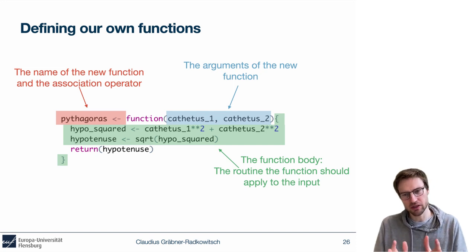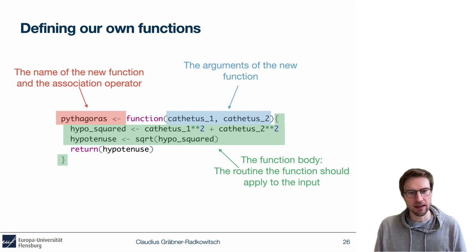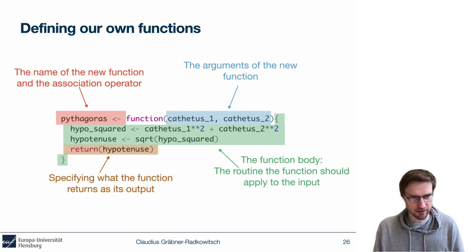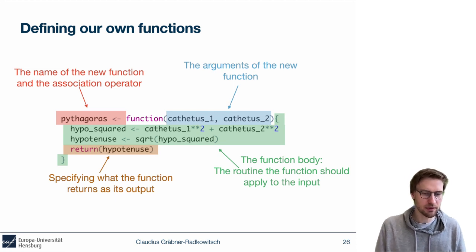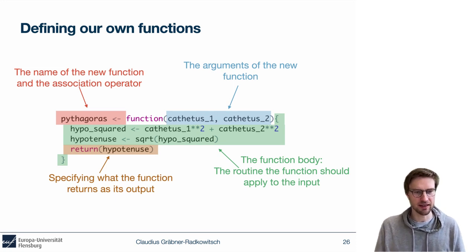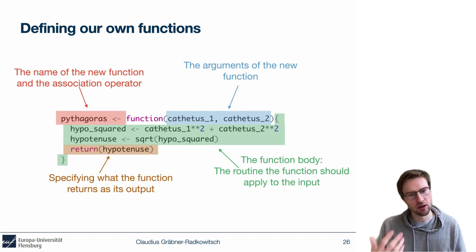And within the function body, we can refer to the arguments provided to the function call, here in blue, with the respective names. And then, this is not strictly necessary, but I recommend you to do it, especially in the beginning. Be explicit about what the function should return as its output by using the keyword return and then write the return value within brackets. It's not strictly necessary.